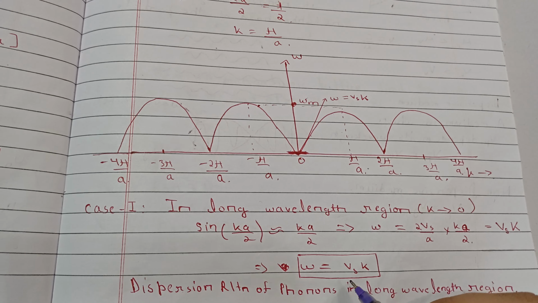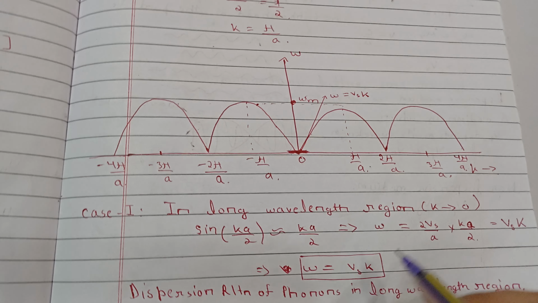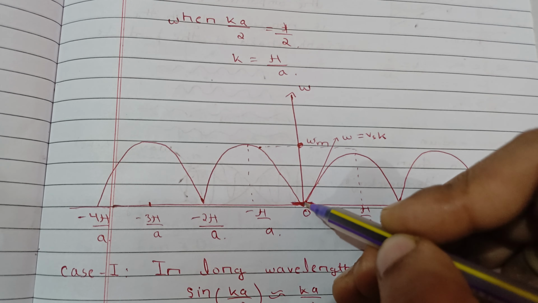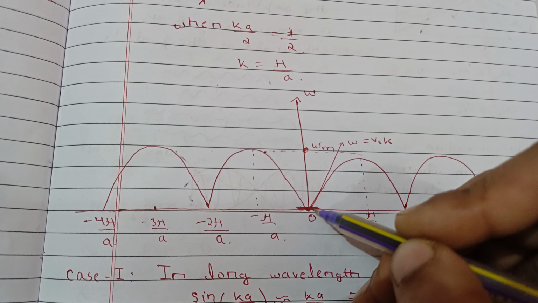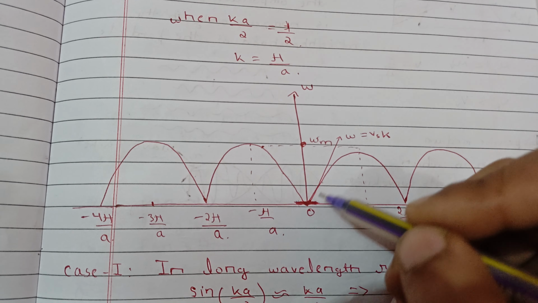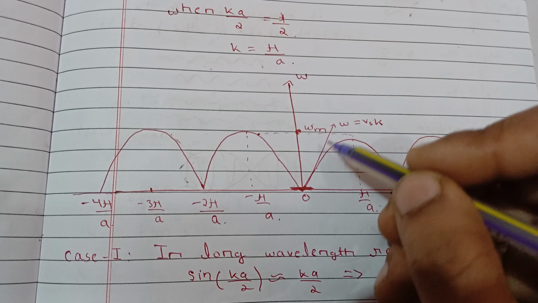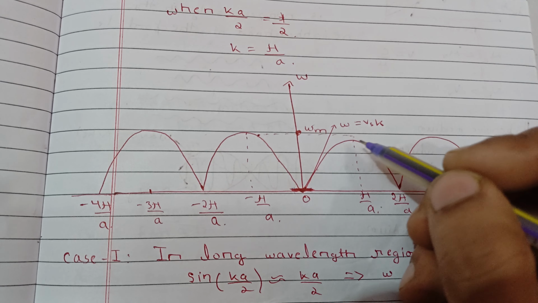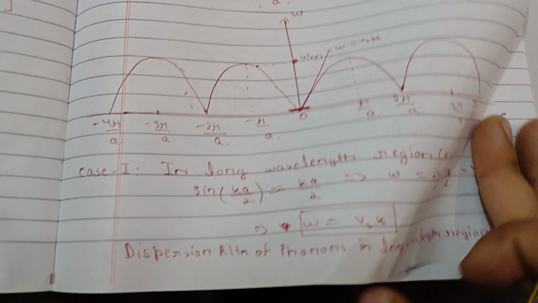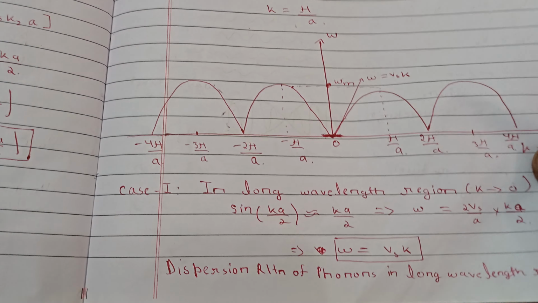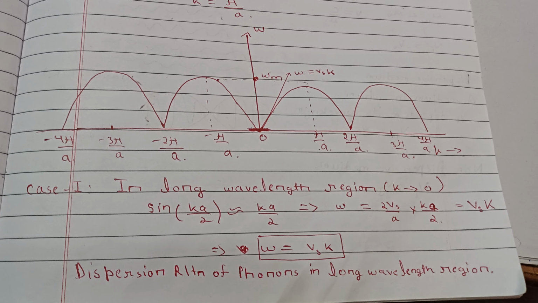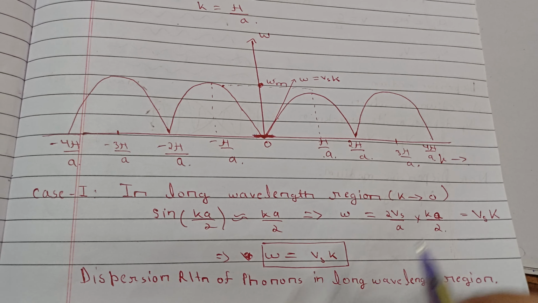So you know that this is the equation of a line. So for very small k, meaning k tending to 0, the long wavelength region, we will have a straight line equation. You can see here, this is the region, and this curve is mostly a straight line in this region when k is very small. Then after that it will start to diverge. So case 1 was the long wavelength region. The dispersion relation of phonon in the long wavelength region is omega equal to Vs k. Just remember this.